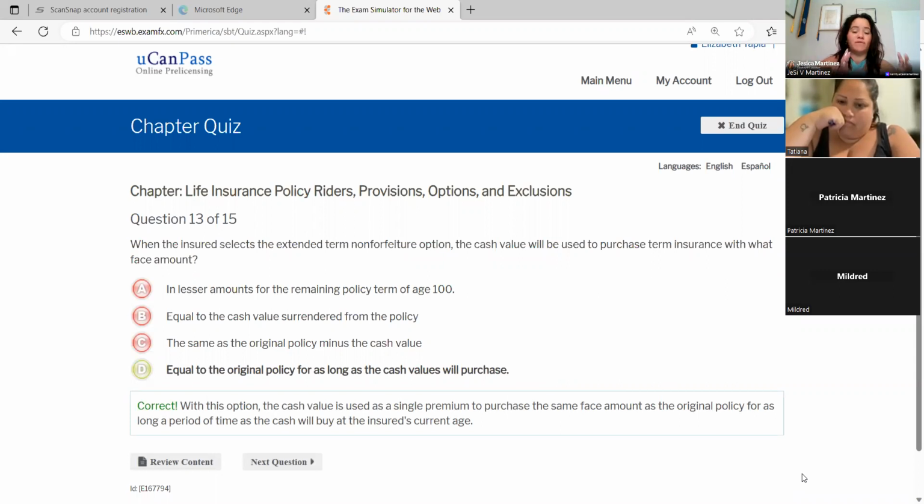So the first part is confusing for me because it says equal to the original policy. I cannot buy something equal to the original policy if I'm buying it with the cash value of it, right? But then it says for as long as the cash value will purchase it. So the whole sentence is, yes, I want something equal to the original policy, but as long as whatever cash I'm giving you will buy it.